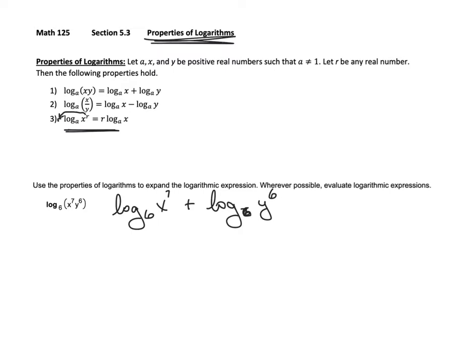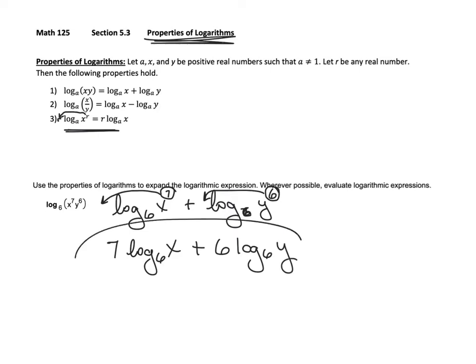That is expanded, but they want you to take it one step further. This is what Pearson wants for your final answer: they want you to use the third rule and bring those exponents down. So that would be 7 in front, log base 6 of x, plus 6 in front, log base 6 of y. This is what they're looking for when you type in your answer.